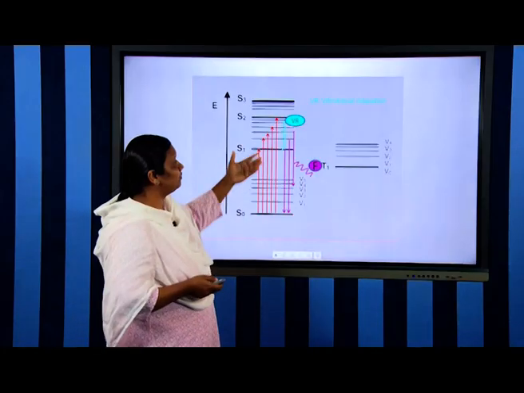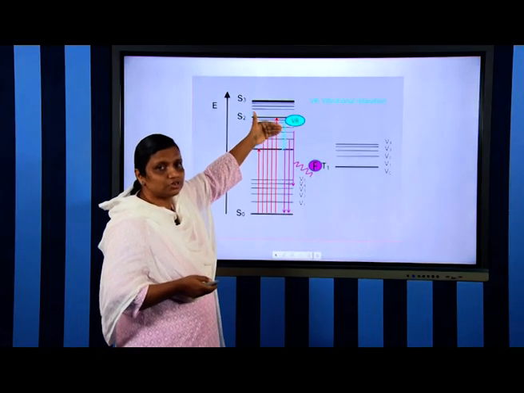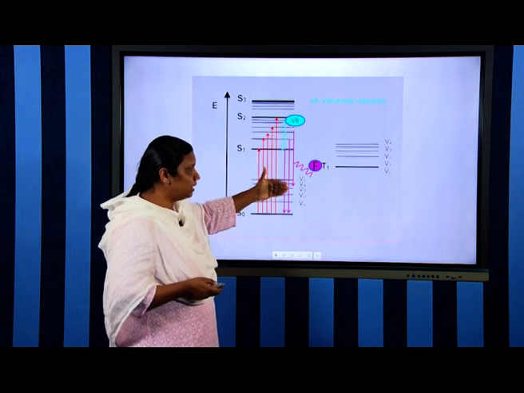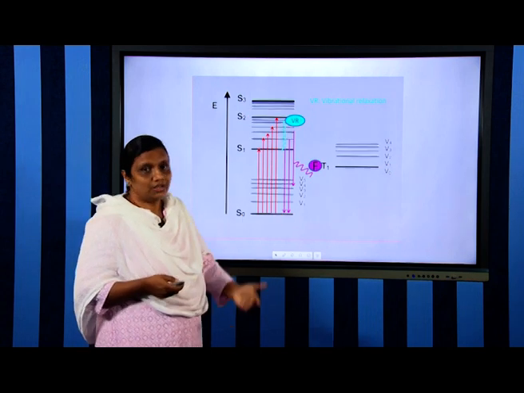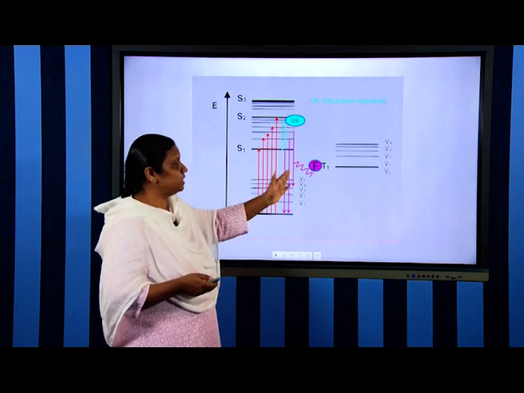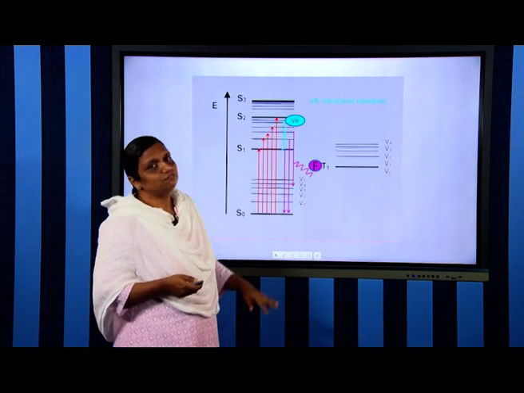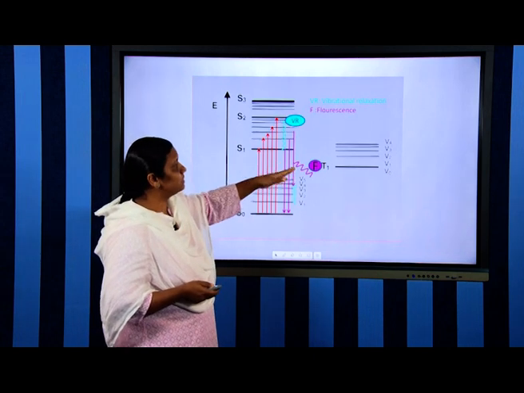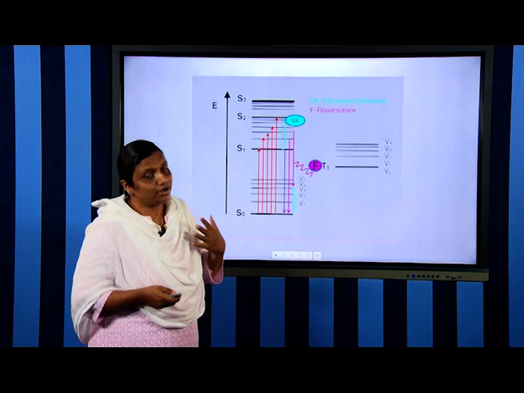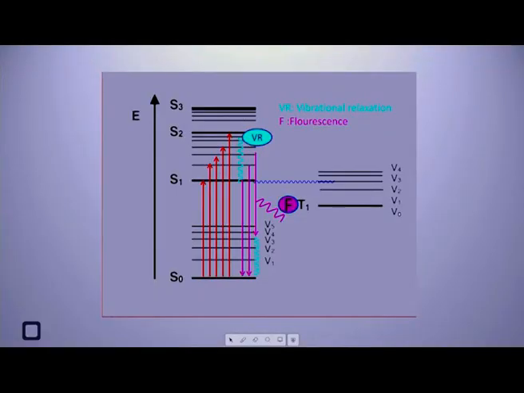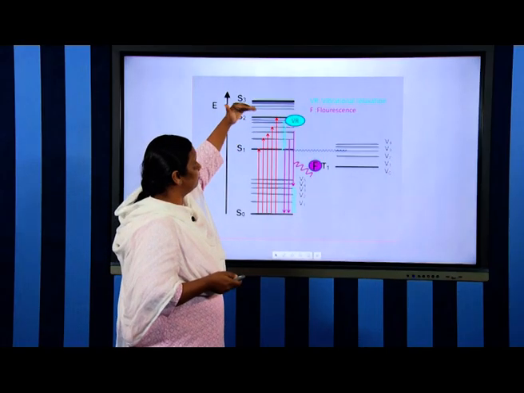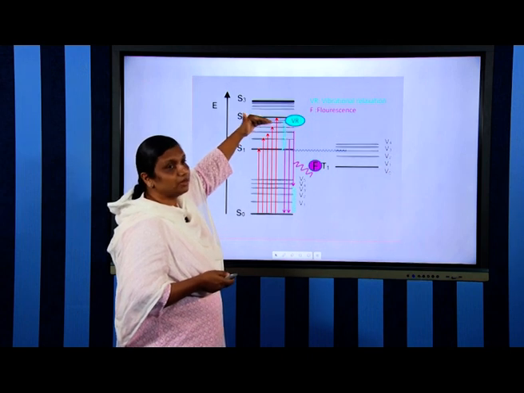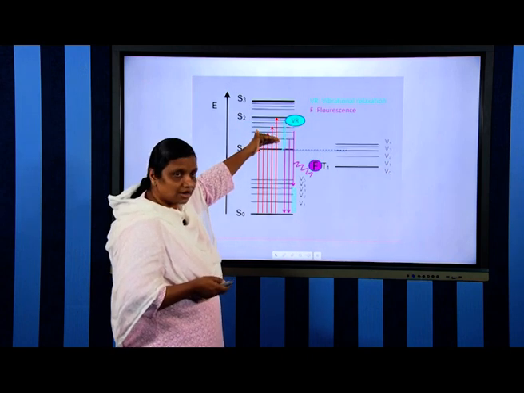So, it can happen from the higher vibrational level of the first electronic state to the various other vibrational levels of the ground state. With the emission of radiation, we call it fluorescence. All right. So, F is depicted as fluorescence, which is a radiative transition or radiative relaxation. Now, another possibility is that from the higher vibrational energy level of the first excited state, it is coming down, it is undergoing vibrational relaxation.